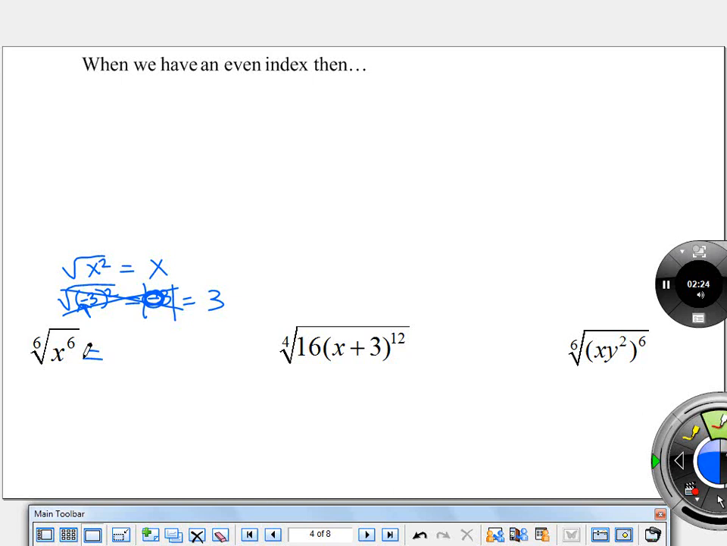So, the square root of x to the 6th, we're going to get x, but we're going to put those absolute value bars around it so that nobody accidentally gets that negative.